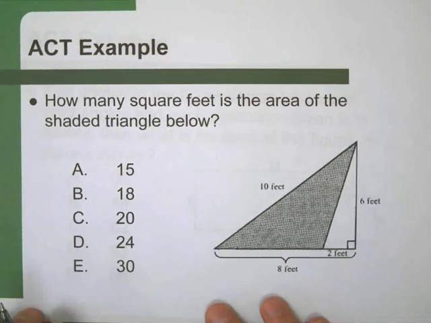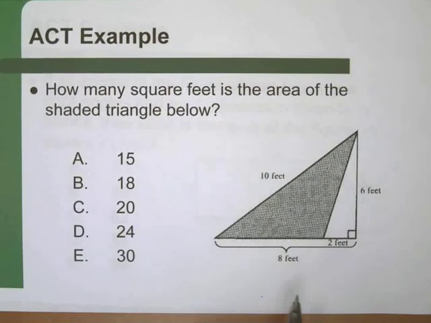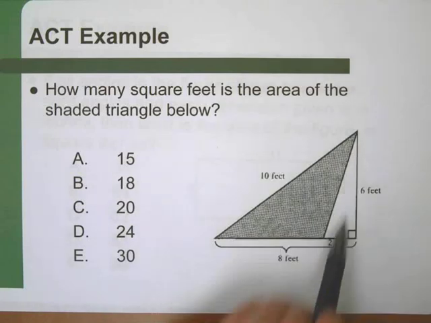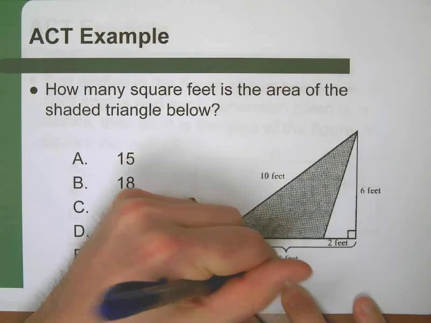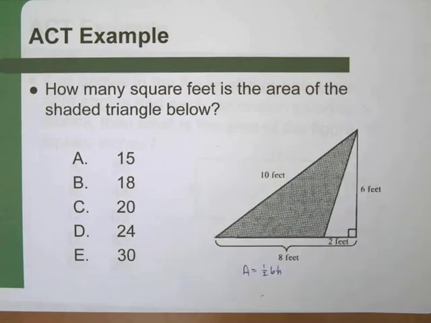Let's do a couple of quick ACT examples. These are actually straight off the ACT. This problem looks tough, but it's a lot easier than you think. What's the area of the shaded triangle? Here's what I need to know. I don't care about this portion here. Here's what I need to know for the triangle. Area is 1/2 times the base times the height, right?